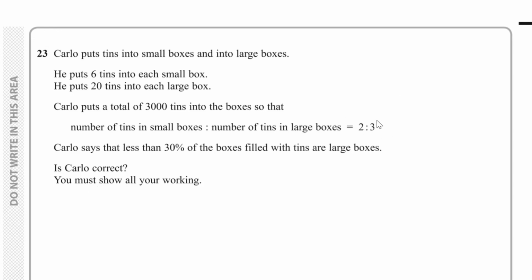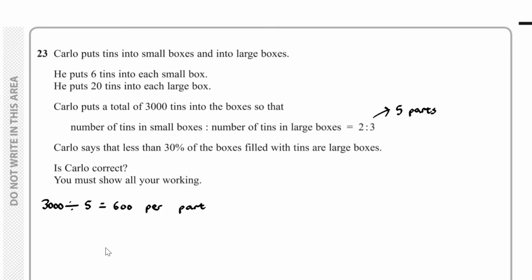So here you can see from this ratio, 2 plus 3, that's 5. So here we get 5 parts. Okay. So therefore we can use this information to find out the number per part. So 3,000 divided by 5, that's equal to 600 per part.